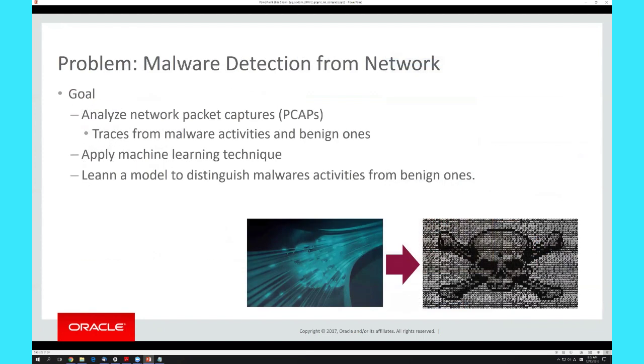In this specific talk, I'm going to talk about one specific instance of this security problem, which is malware detection from the network. The goal here is that, given traces or network packet captures, we train a machine learning model. You have one set of traces that come from malware activities, versus another set of traces from benign, normal web browsing activities. Can I apply a machine learning model to learn the difference between these two, so that I can put this online, and whenever it sees certain packet trace patterns, it can detect them and say, oh, it seems like there are some malware activities in your network? That's the goal.